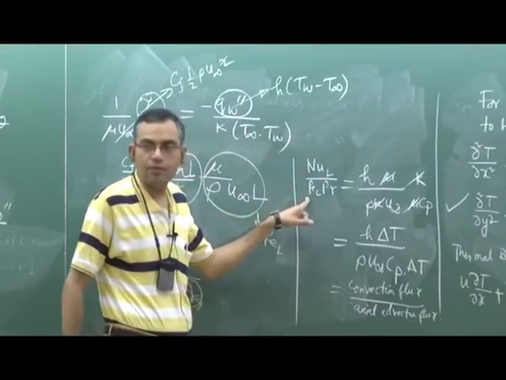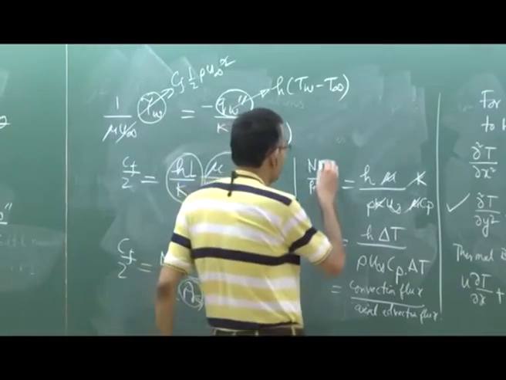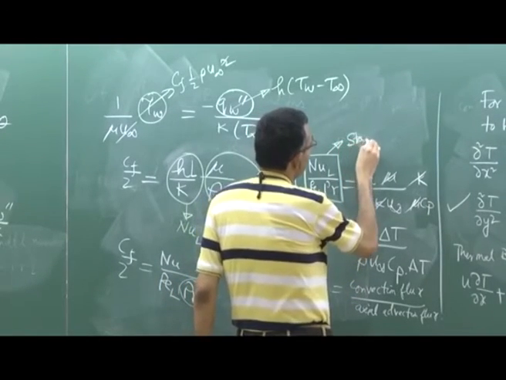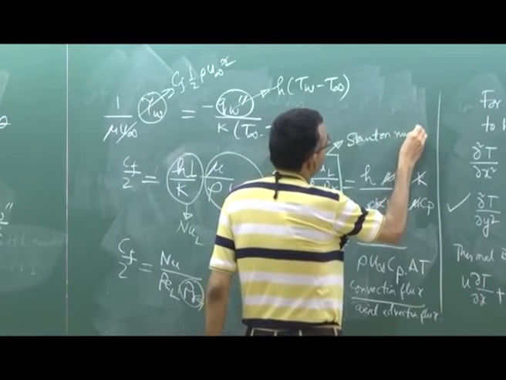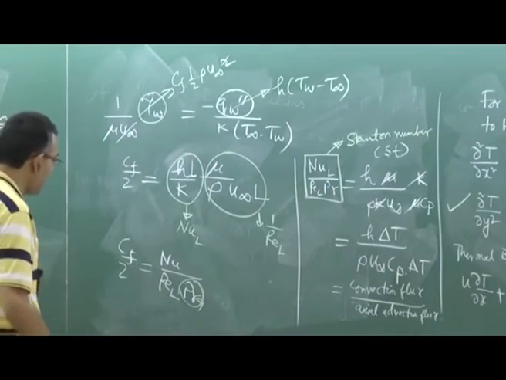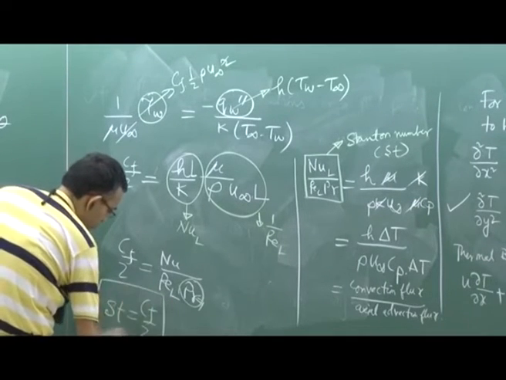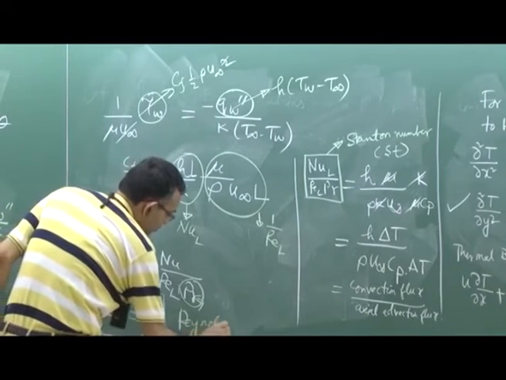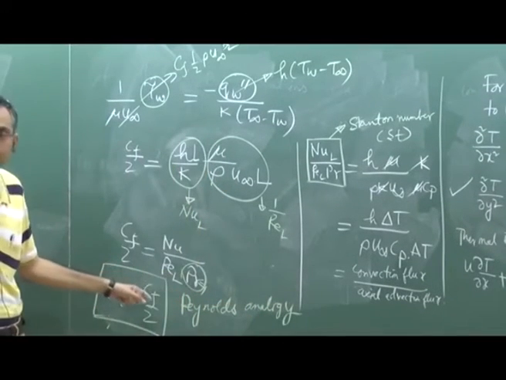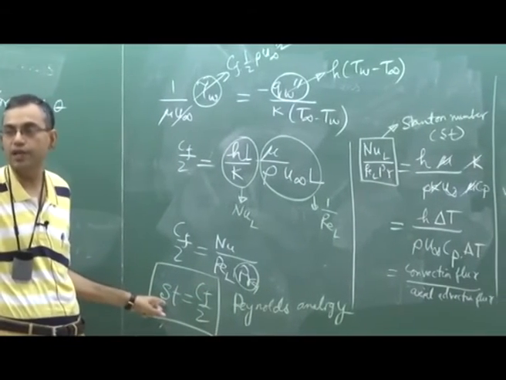Because these are all non-dimensional numbers, this ratio is also a non-dimensional ratio which is called the Stanton number. So we can write that Stanton number is equal to Cf by 2. This is called Reynolds analogy. The beauty of this analogy is that for fluid mechanics, if you can find out what is Cf, then you can say what is the corresponding heat transfer parameter without solving anything.